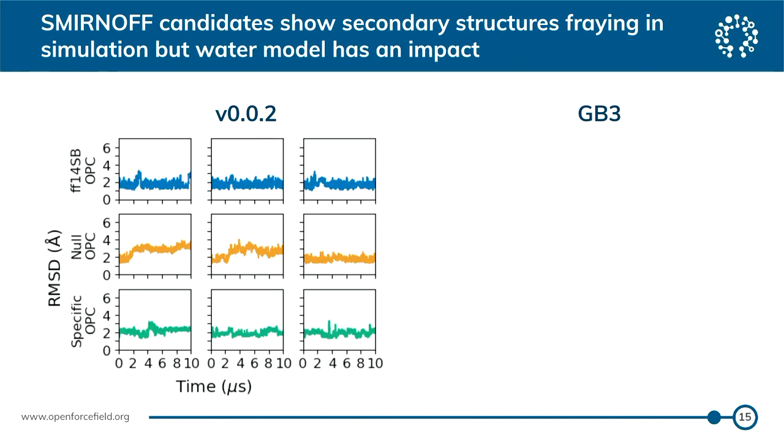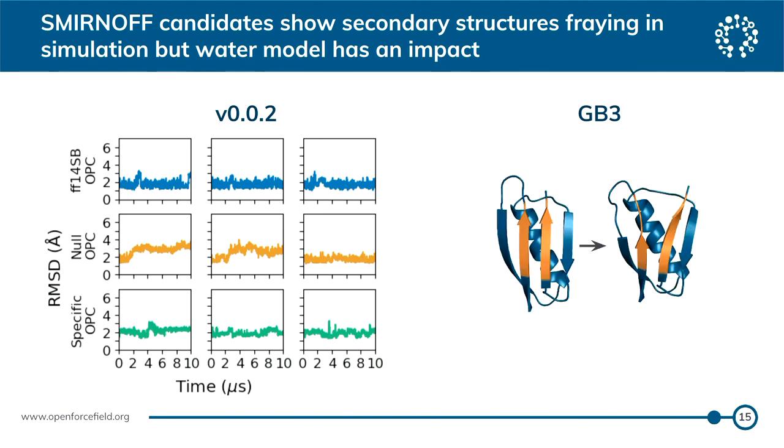But we see that with OPC water, the behavior is slightly different. So AMBER still keeps the protein stable in solution with OPC water, and our force field candidates keep the alpha helix stable with OPC water. But what we see instead is that on the other side, the beta hairpin starts fraying instead.